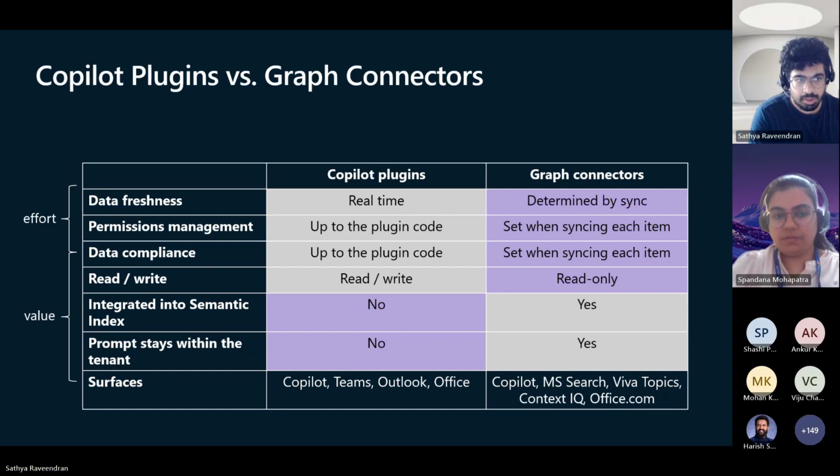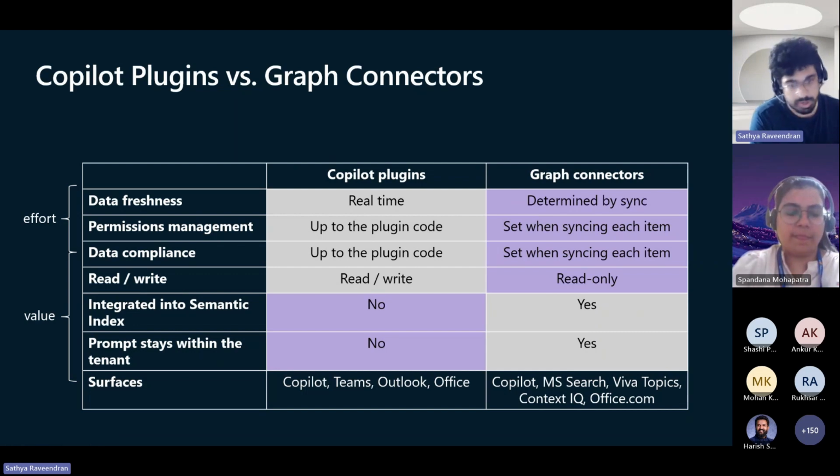Again, this is not like, if I have static content then graph connector. It's not a binary 1 or 0. You have to consider all of these points in order to choose one over the other, or in some cases you might even choose to go with both.